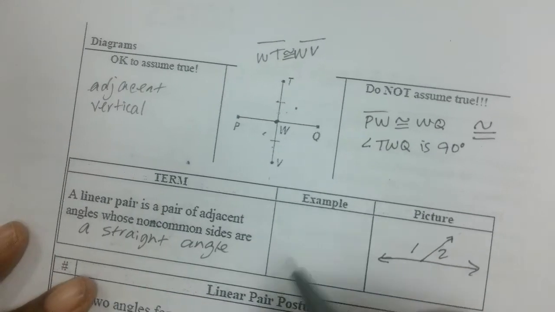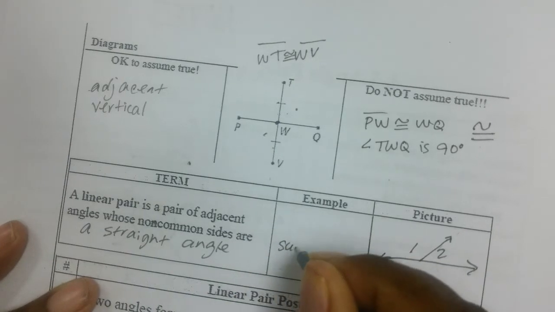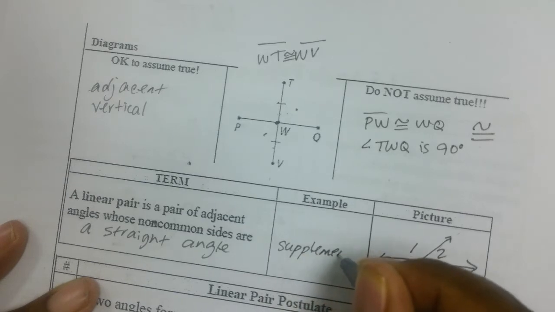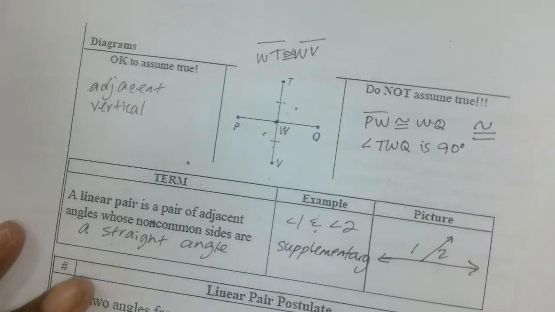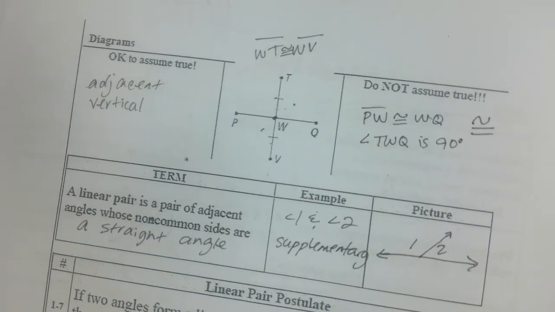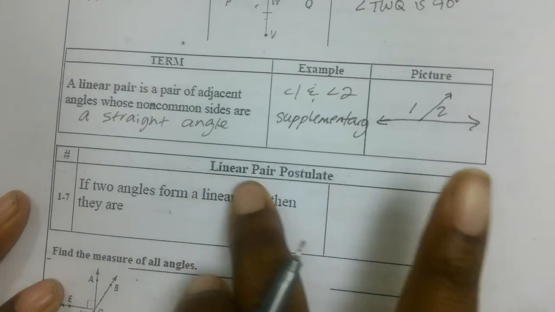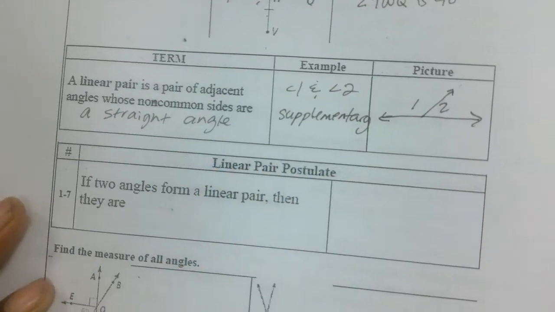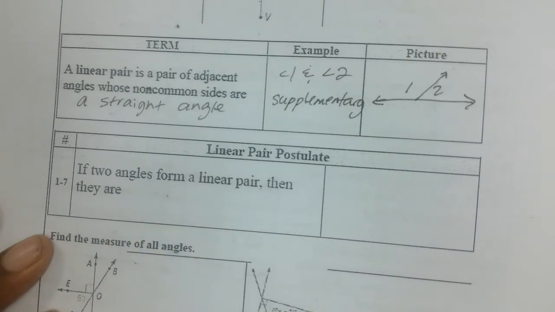So linear pairs, if we notice, since they're making that line, they're supplementary. So that's cool. They're always going to be supplementary. They're also always adjacent. Linear pairs are adjacent too. So now we're learning one more postulate. Another postulate we can now know is the linear pair postulate. Your linear pair postulate says if two angles form a linear pair, then they are supplementary.